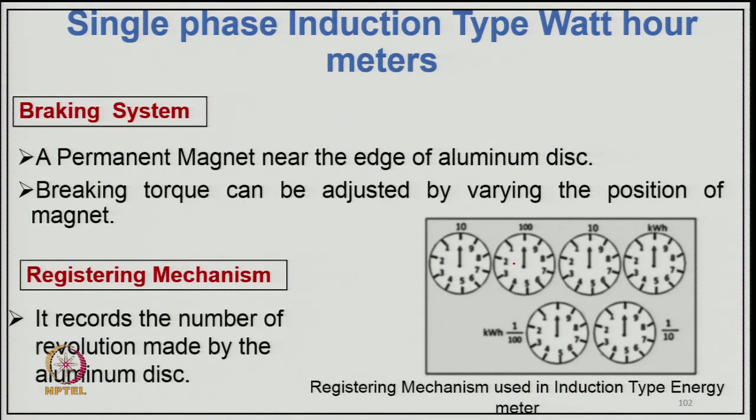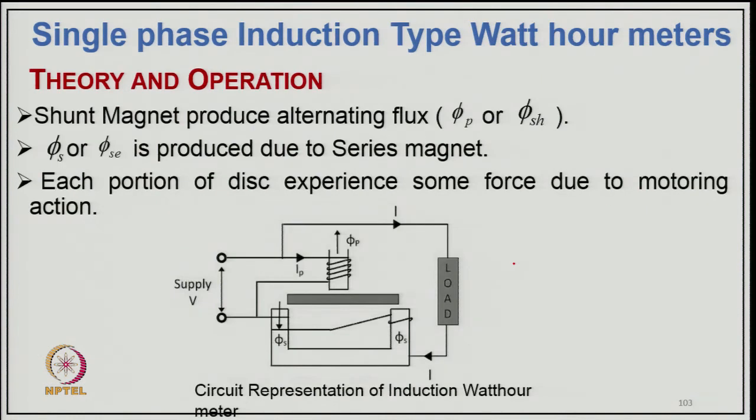And the registering mechanism records the number of revolutions made by the aluminum disc, as you can see in the recording, with the linear dividing mechanism. So, you can see what the typical theory and operation of it is.